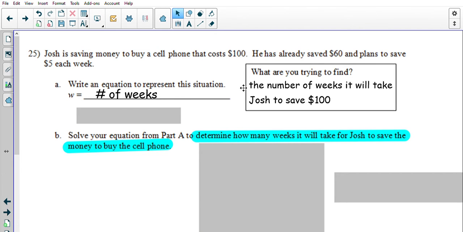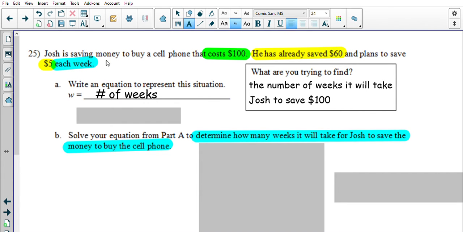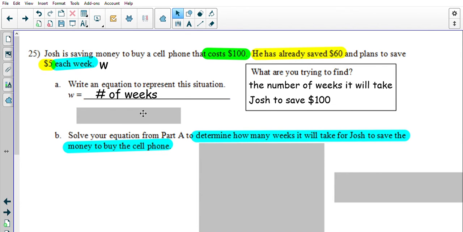Now let's write an equation for this. We know that he wants to save a total of $100. We also know that he has already saved $60 and he plans to save $5 each week. Remember that W represents the number of weeks. So we need to put our 100, an equal sign, a 60, a 5, and a W into an equation. So we know that 100 is the total cost. So 100 is going to be the number that goes by itself.